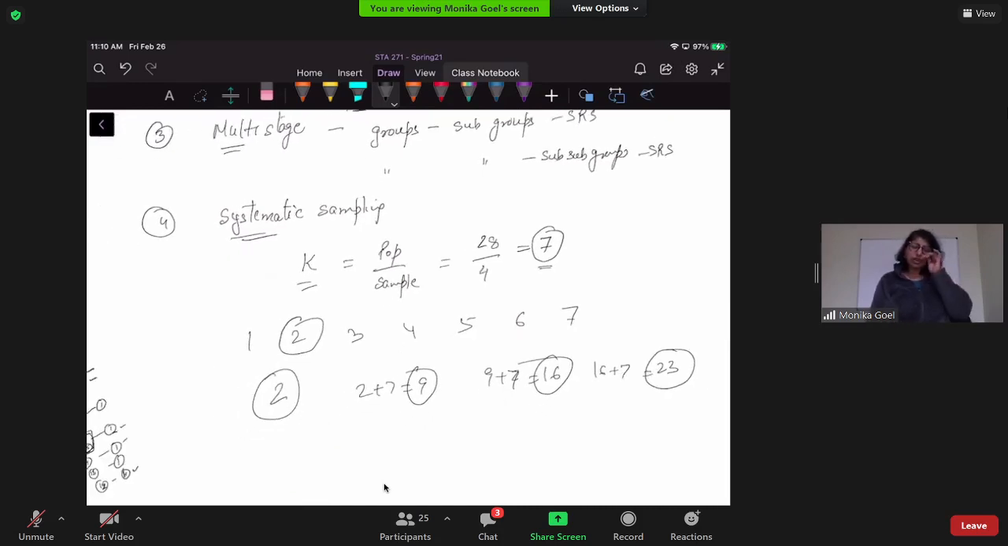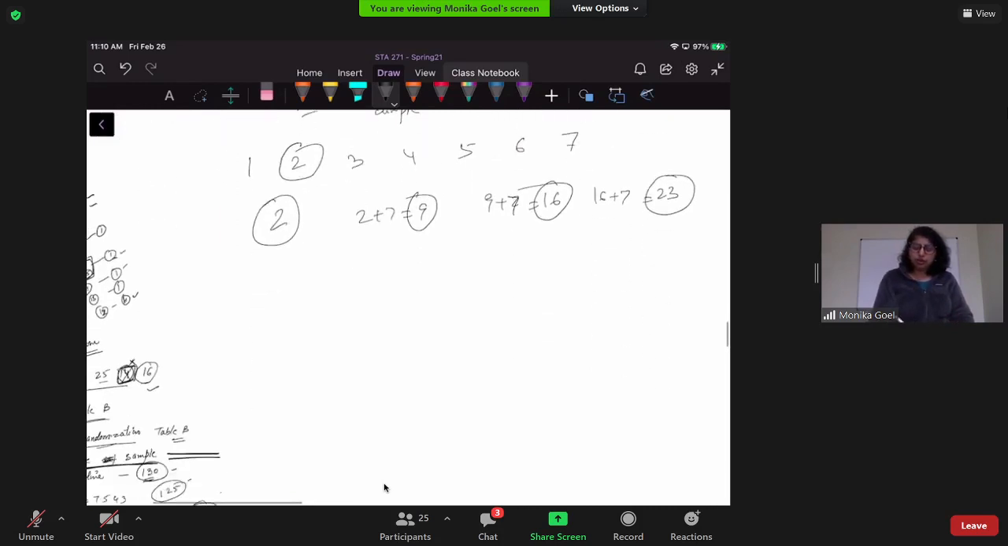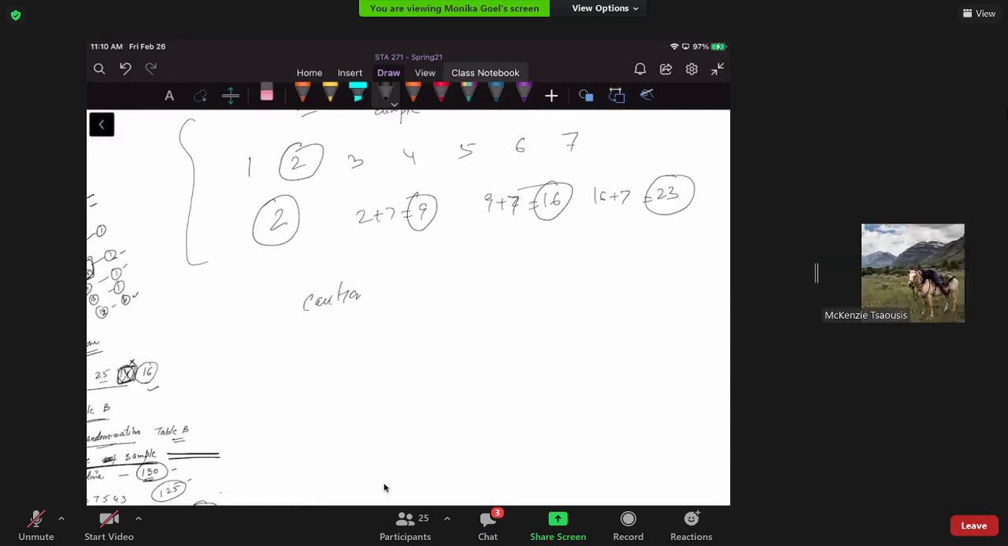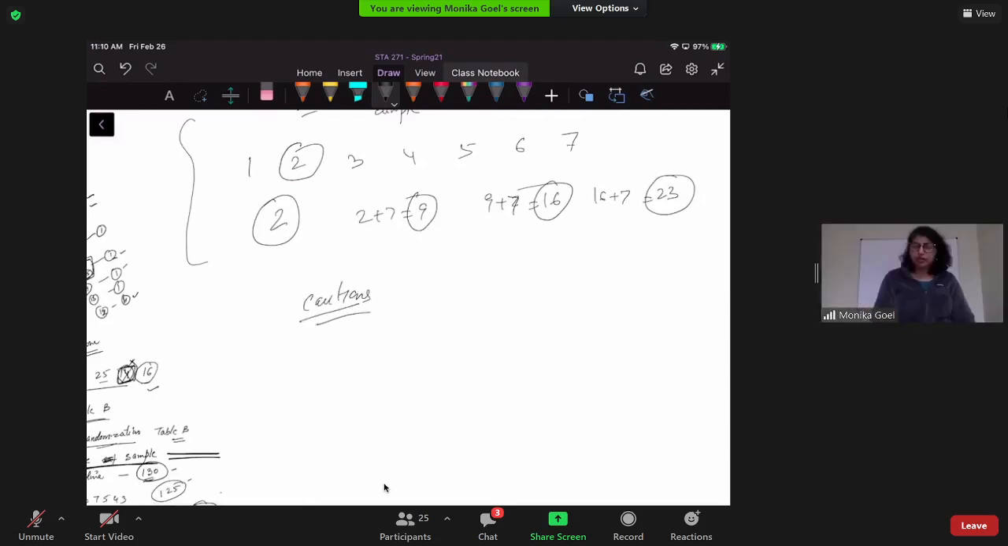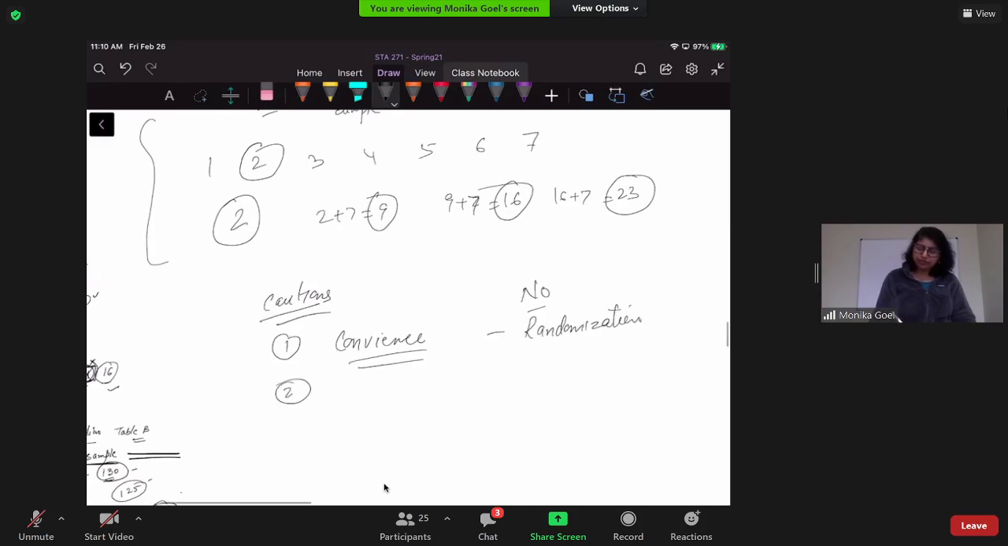So this is what we learned in the last class about the sampling. And then we also learned what are the good and bad ways of sampling. So these are the good ways of sampling, and the bad ones that you need to be careful about when you do the sampling. You should not do convenience sampling. Convenience sampling brings bias to your sample because you are not doing randomization. You are not giving every single subject an equal chance.